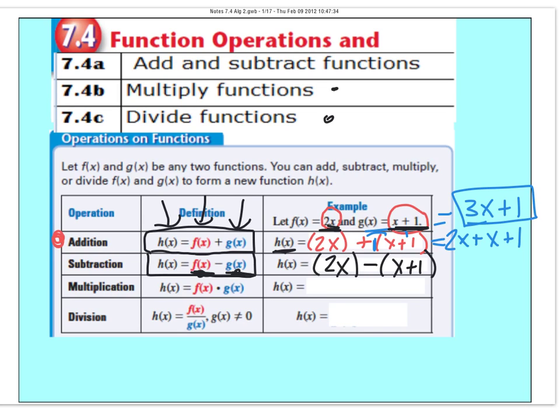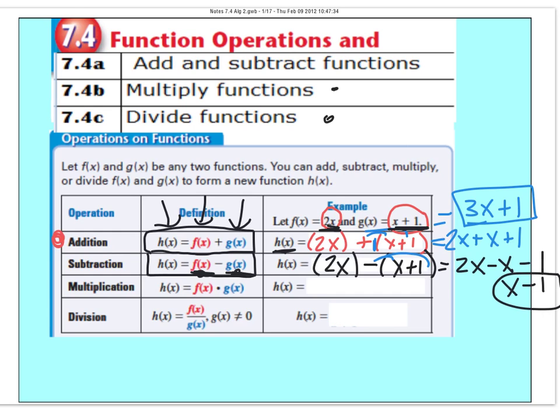Now this is very important because on here the parentheses make a difference. You do need to distribute this negative sign to both. So that's going to leave us with 2x, and then a negative times an x is a negative x, and a negative times a plus 1 is a negative 1. When you simplify this, 2x minus x is 1x, or just x, and then minus 1. And that's the answer.